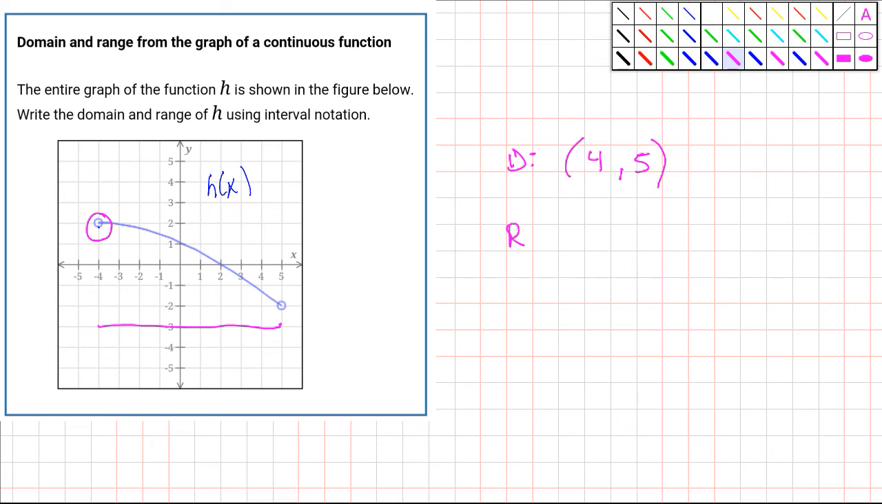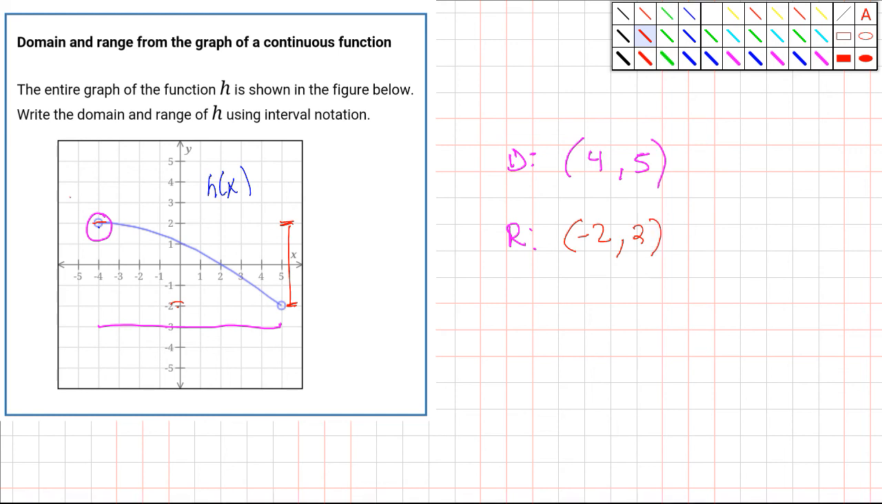Then I look at the range. If I look at the range, I have to look at the y values. The function basically starts here and goes all the way up to here. That value is -2, the corresponding y value, and it goes all the way up to 2. -2 is an open circle, so we have a parentheses. 2 also corresponds to an open circle, so we put a parentheses.